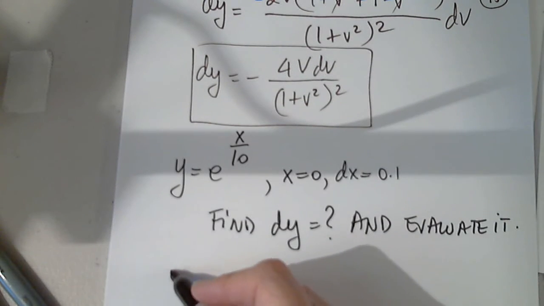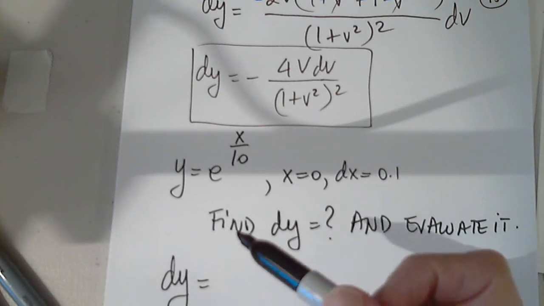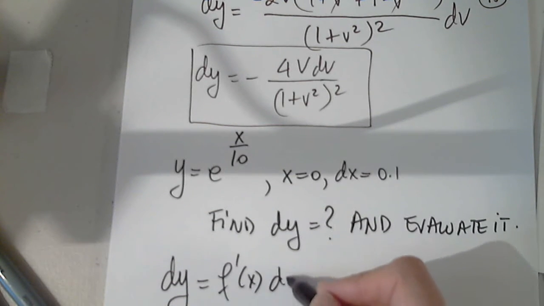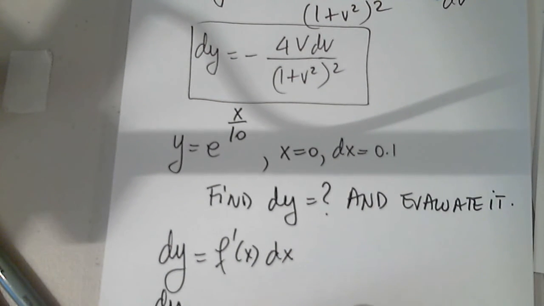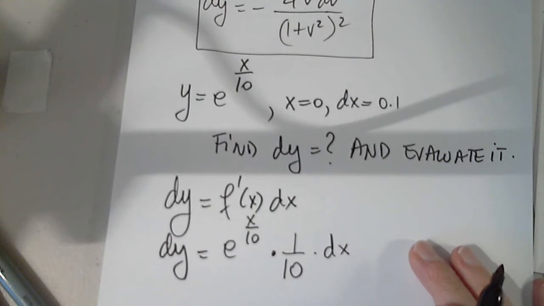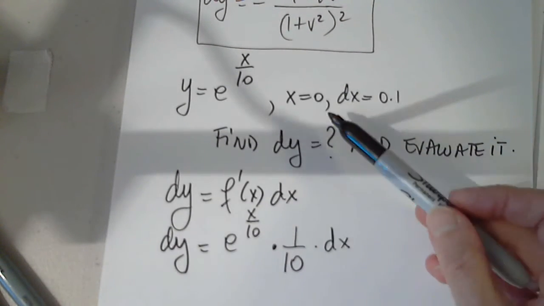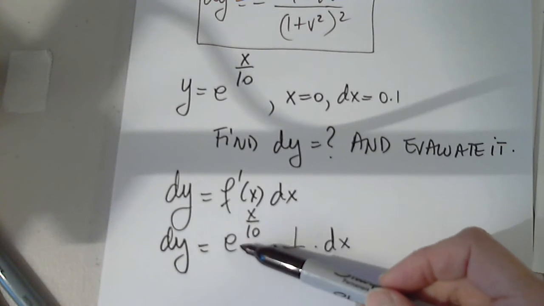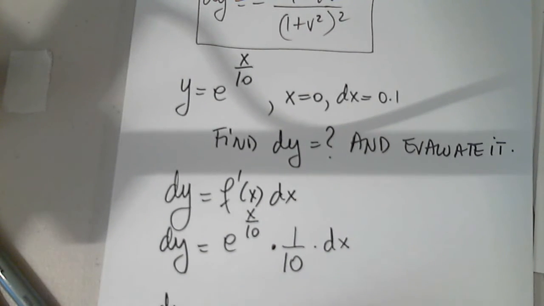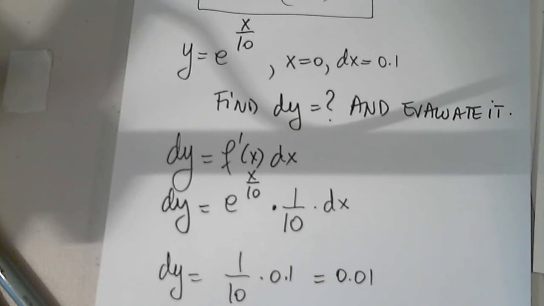Okay, no problem. Dy will be, again, f prime of x dx. So then dy equals e to a power e to x over 10 multiplied by the inner function prime, which is 1 over 10 multiplied by dx. So now I will plug in. When I plug in 0 for x, this is 1, and dx is 0.1. So dy equals 1 over 10 times 0.1. So this is 0.01. So that's dy.